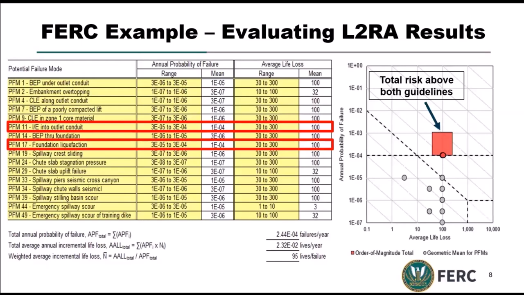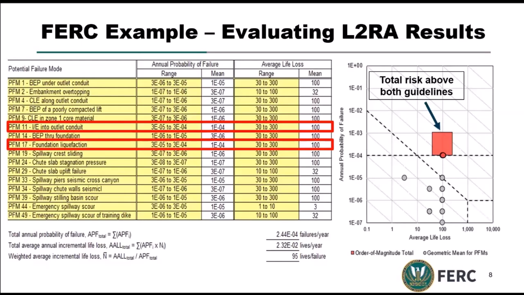One is an internal erosion into an outlet conduit. So that's under normal loading conditions. And the second one is foundation liquefaction, so an extreme loading condition. So we've got two different kinds of loading conditions on here, same risk. Okay? So what's the next grouping or group of failure modes that contribute to the risk? Again, remembering that these are all lines of equal risk. Higher risk is to the upper right, lower risk, lower left. So as we're coming down along here, where would we go?